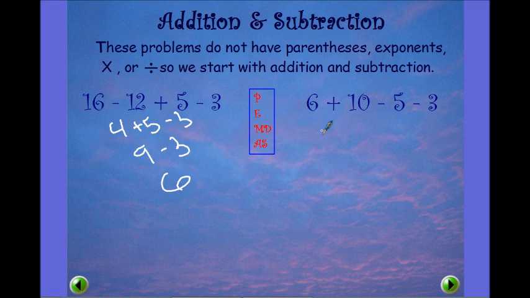And then over here, I'm going to go 6 plus 10 is 16. Write down what you didn't use. 16 minus 5 is 11. You've got 11 minus 3, which is 8.